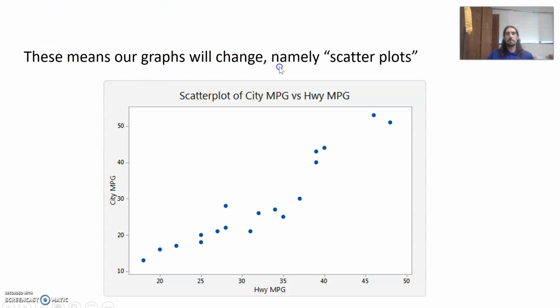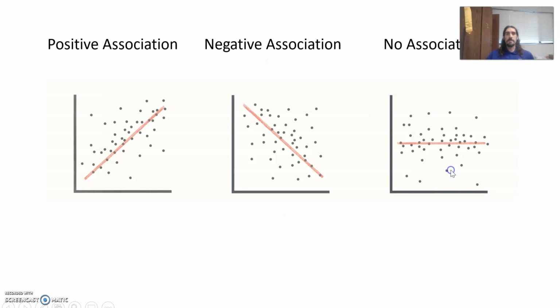This means our graphs will change. Namely, our focus in this unit is going to be scatter plots. So we're going to have numbered scales on both sides, and we're going to end up with scatter plots, which you may remember a little bit from Integrated 1. To start off, we need to be able to describe these scatter plots.